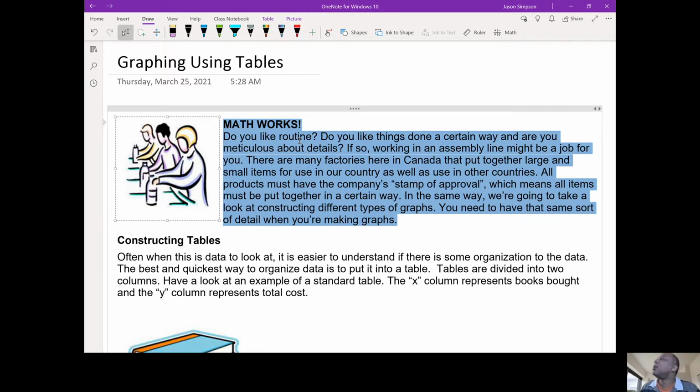In the same way, we're going to put together graphs in a certain way for the different types of graphs that we have worked with. You need to have that same sort of detail when you're making graphs. Now, let's do that first by understanding what a table is.